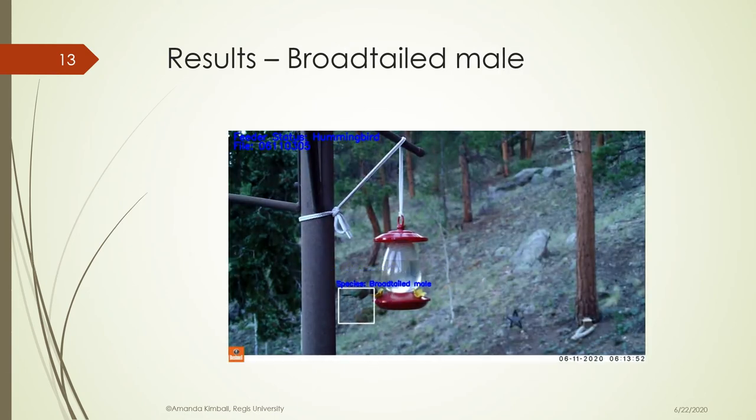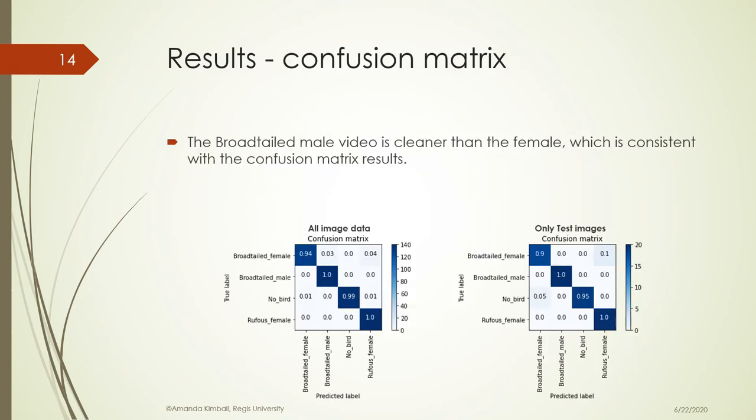Let's see what happens when a broadtail male hummer shows up at my feeder. Apparently, occasionally you get a female, but for the most part, he is classified as a male broadtail. As you have also seen, sometimes non-bird photos are classified as birds. This is also true in the model training as shown in the confusion matrix.